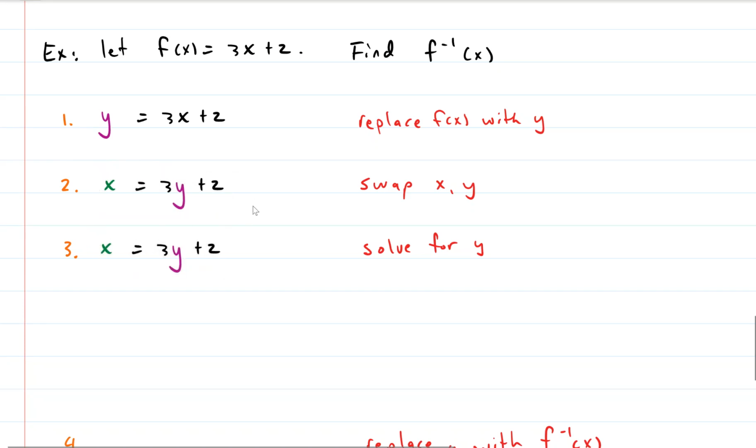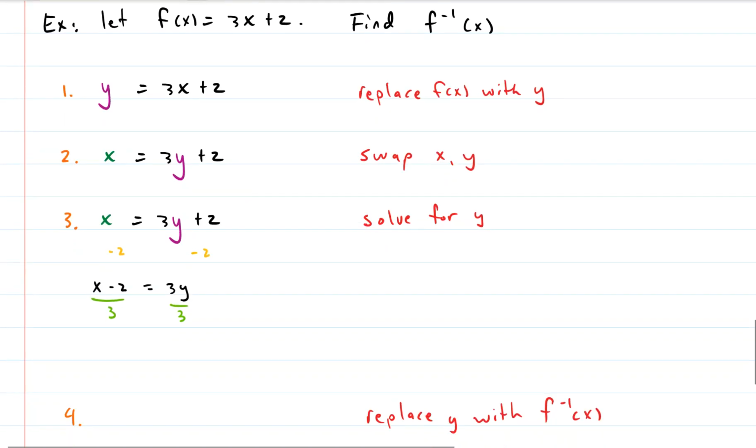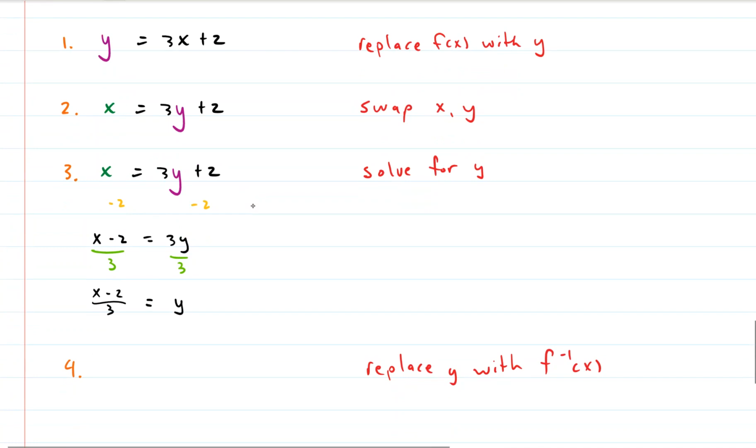So if we start out with x equals 3y minus 2, we want to solve for y. Well, we're going to need to subtract 2 from both sides. So now we have x minus 2, and we have 3y on the right. We'll need to divide by 3 on both sides, and that gives us y equals x minus 2 divided by 3. You can also put y on the left if you want. So I'm going to do that right here. So we have y equals x minus 2 divided by 3.